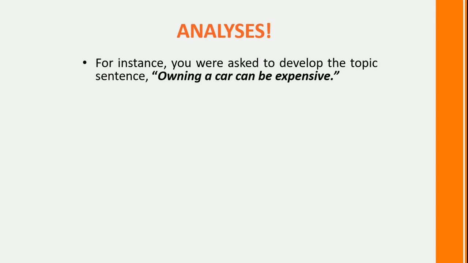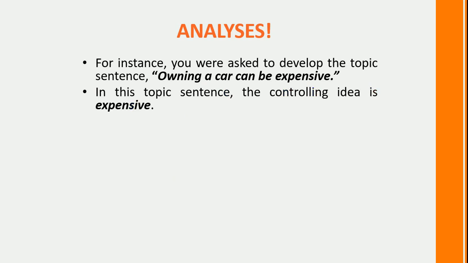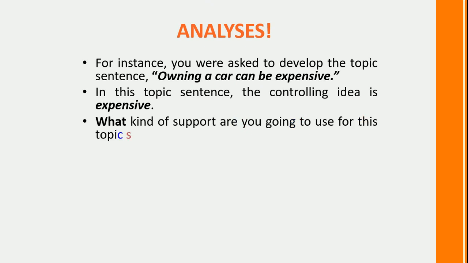But how do people not understand how owning a car can be expensive? Now people do not understand how owning a car can be expensive. So now let's analyze it. In this topic sentence, the controlling idea is expensive. We know that owning a car is what? That's the topic, and expensive is the controlling idea. A topic sentence has two parts, right? What kind of support are you going to use for this topic sentence?